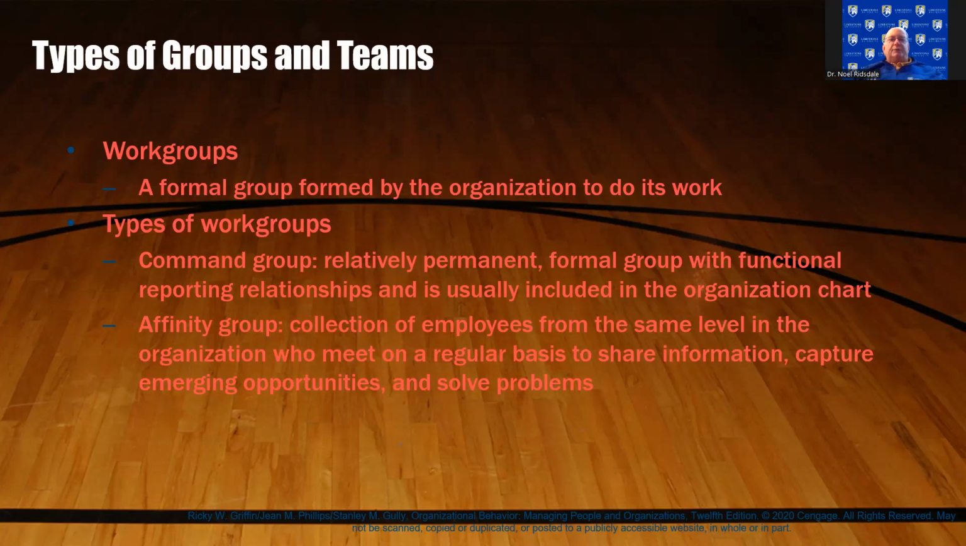A command group is a work group, a formal group that is relatively permanent, has functional reporting relationships, and is usually included in the organizational chart. Affinity groups are a collection of employees from the same level of the organization who meet on a regular basis. For example, the vice presidents of an organization might meet regularly, or the vice president of communication might meet with the same group of directors every week, like a staff meeting, to share information, capture what might be happening, or solve some problems.